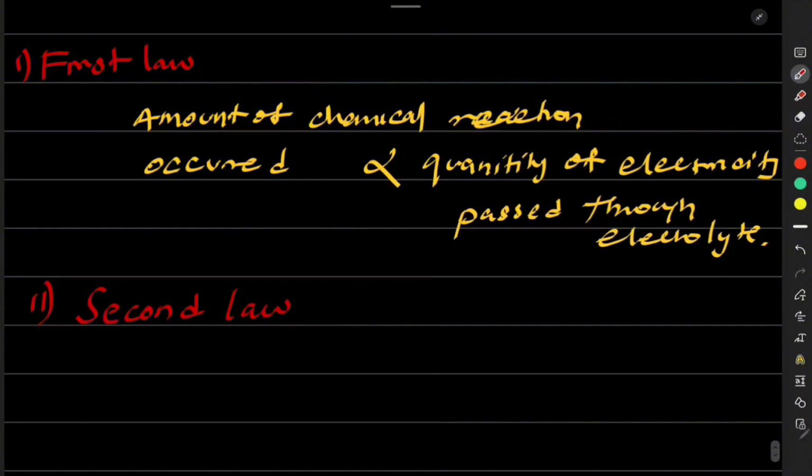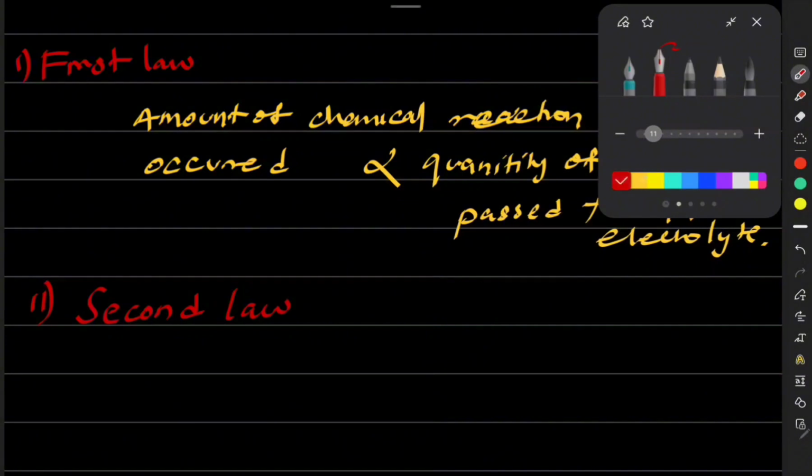The second law of Faraday: the amount of different substances liberated by the same quantity of electricity passing through the electrolytic solution is proportional to their chemical equivalent weights. Let's write them in simple terms.